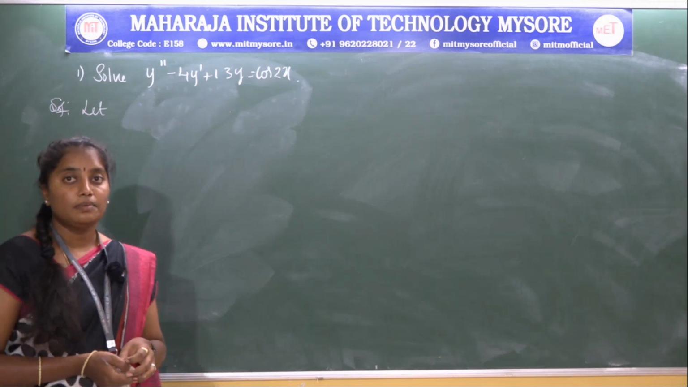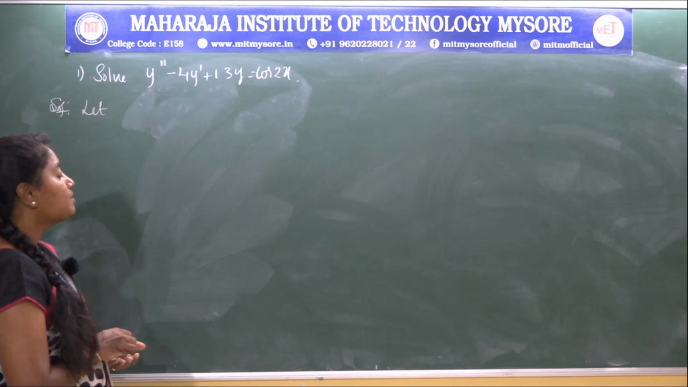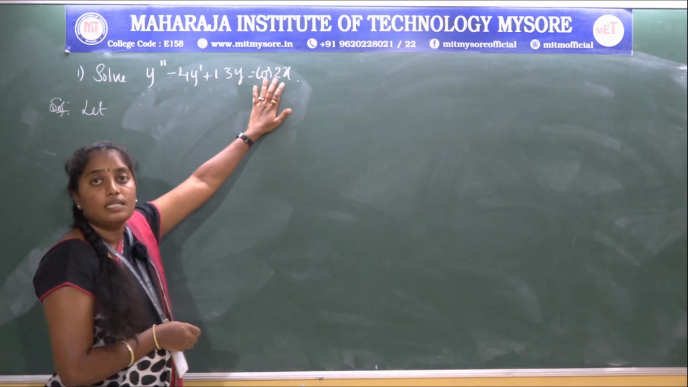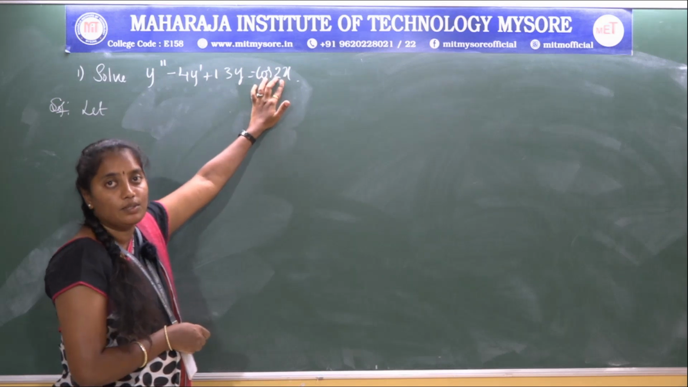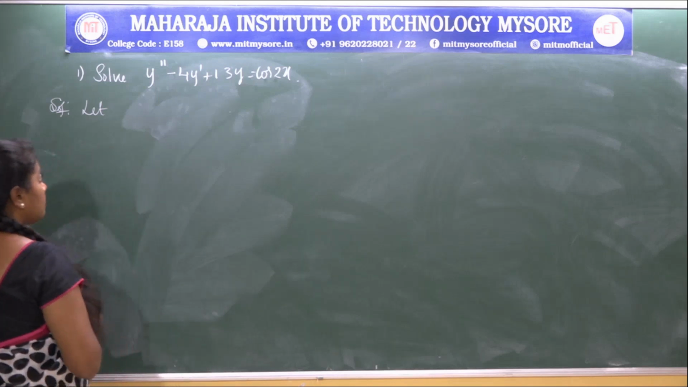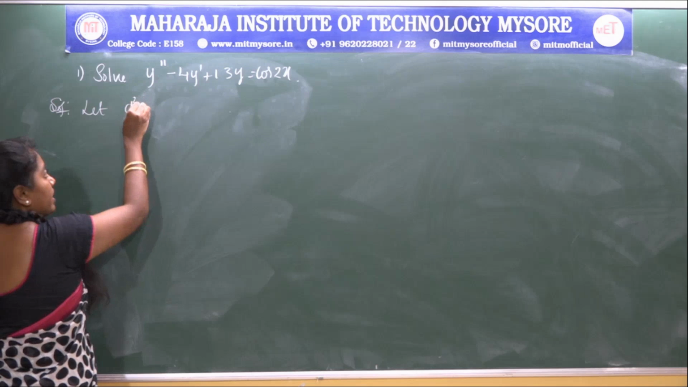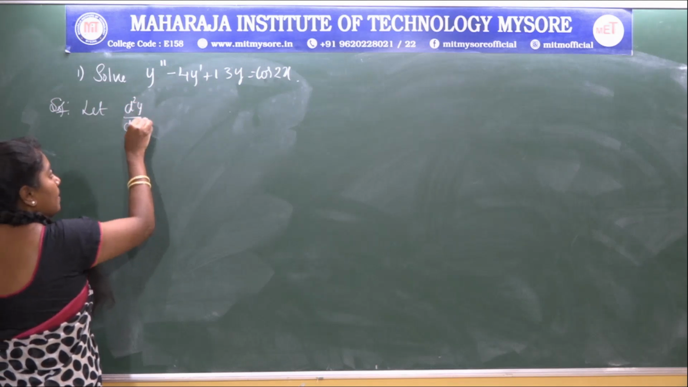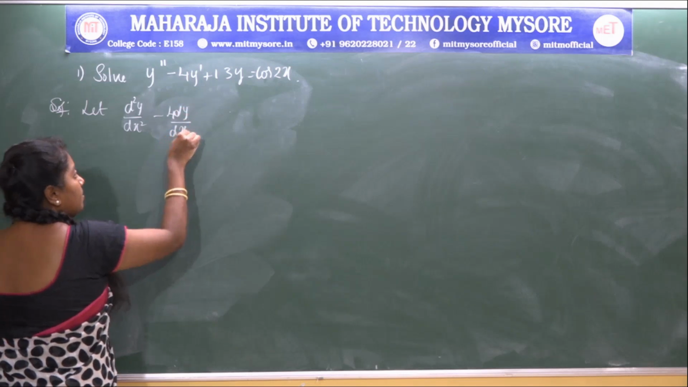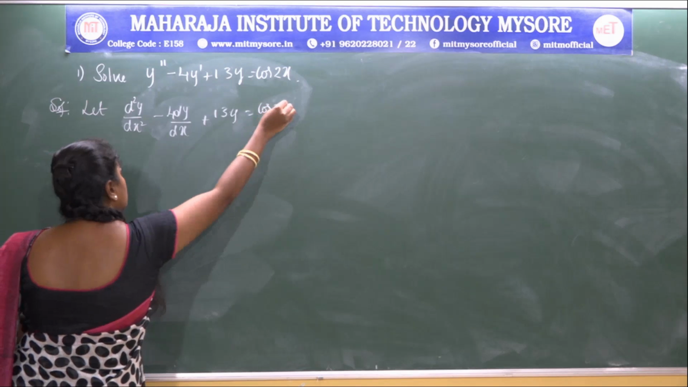First problem on type 2, that is y double dash minus 4y dash plus 13y is equal to cos 2x, where cos ax is equal to cos 2x and a is equal to 2. To find the solution of this differential equation, here y double dash is nothing but d square y by dx square, minus 4 into dy by dx, plus 13y is equal to cos 2x.